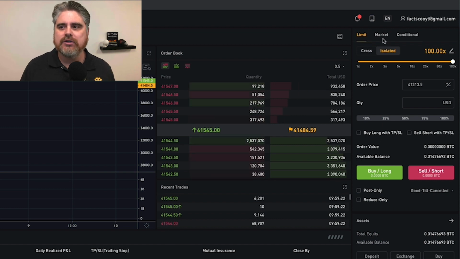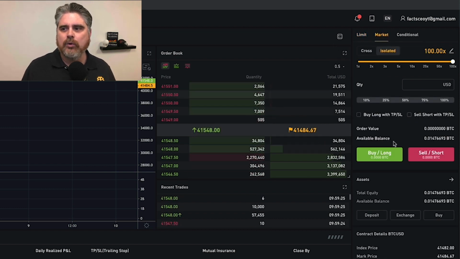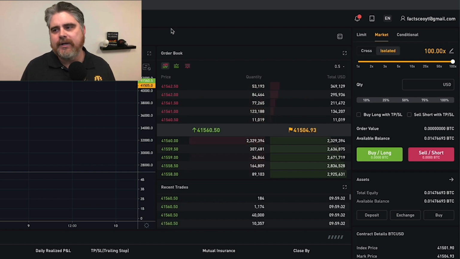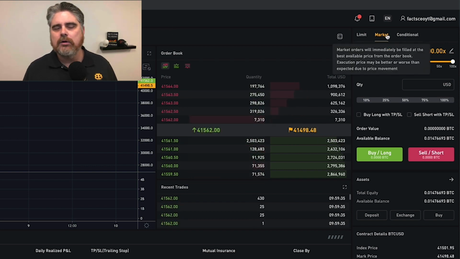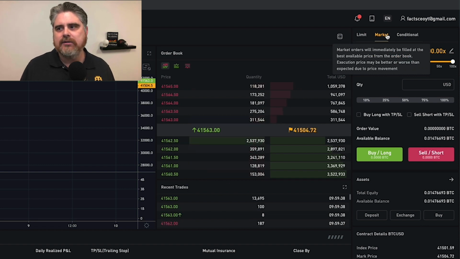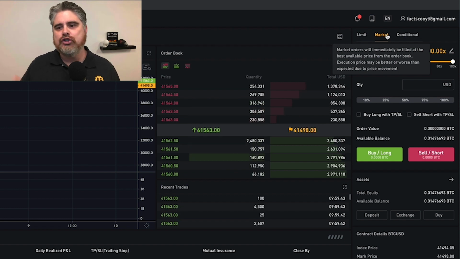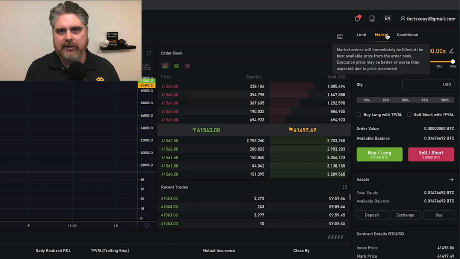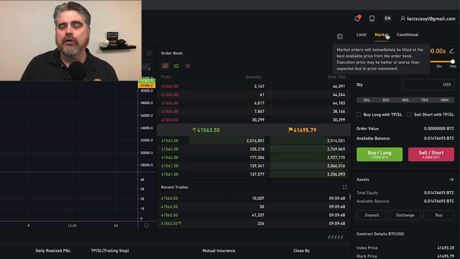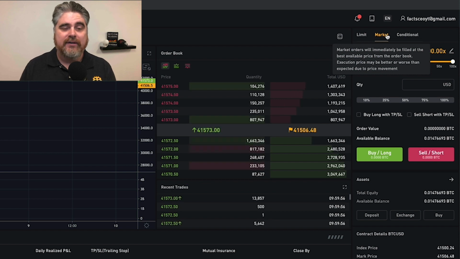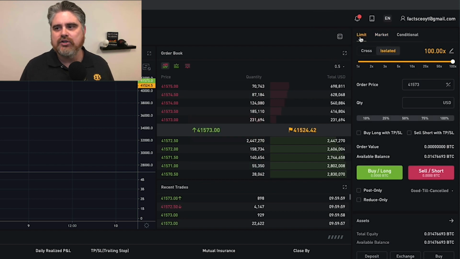Market is much simpler. All you do is go to market, and you'll see you don't even have to worry about the price. It's going to buy at whatever the market price is. However, I suggest only using limit orders. The reason is that when you use a market order, even though it says you're getting the market price, you're going to pay a hefty fee and it's going to adjust that price. So you may want $41,000 Bitcoin, and when you go to market, if you're going long, it may give it to you at like $41,150 or $41,200, and depending on your leverage, that could really mess up your trade. So I always suggest limit.